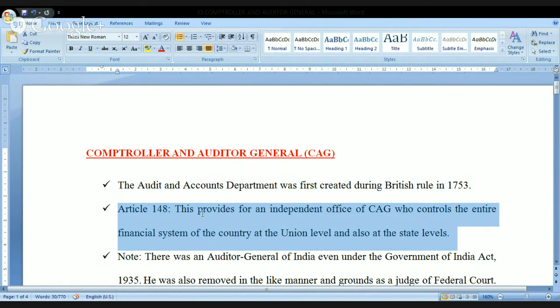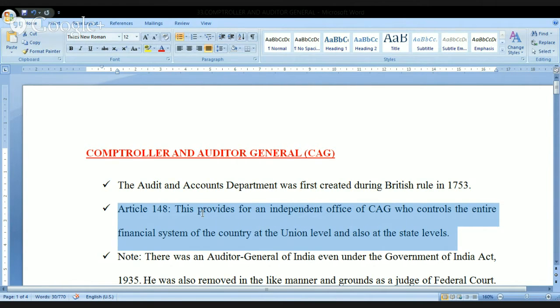This article provides for an independent office of CAG who controls the entire financial system of the country at the union level and also at the state levels. Clear? In the first statement itself, we come across that this office will control the entire financial system of the country at the union and also at the state level. Kindly remember, every rupee that is being spent by the central government and also by the state government is the money that belongs to the people of the nation.